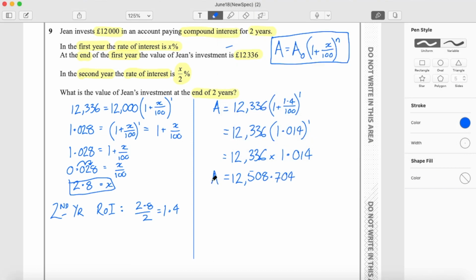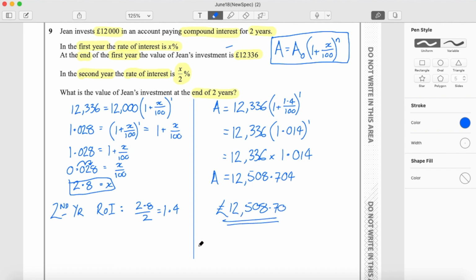So there's our answer. The value of Jean's investment at the end of 2 years, £12,508, and we can make this a bit tidier because obviously we can't have 0.004 of a penny, so let's round that down and say £12,508.70.